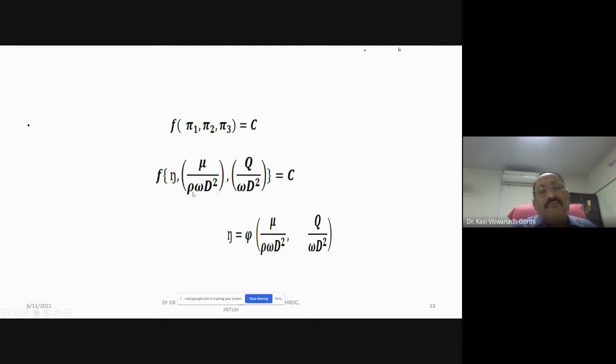In this, we need a functional relationship for the dependent variable eta. So take out this eta from the functional relationship. So eta is equal to some other function psi of mu by rho omega D square, Q by omega D cube. Okay, so this is how you need to look at it.